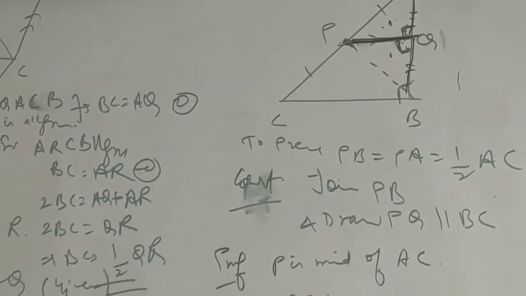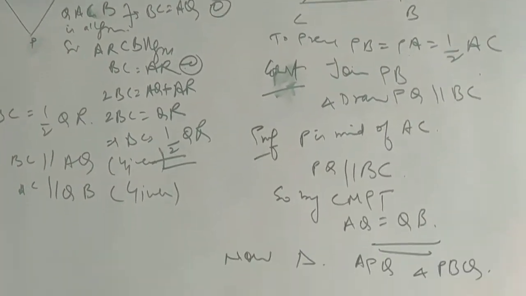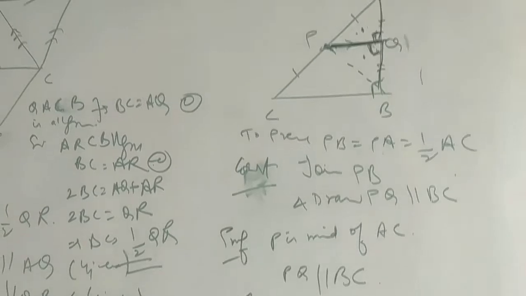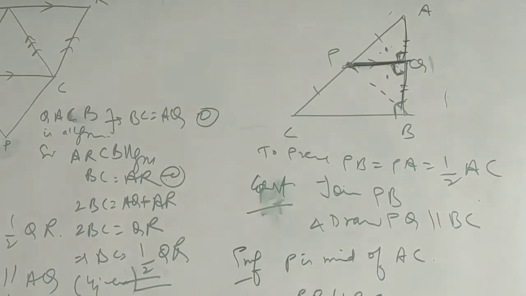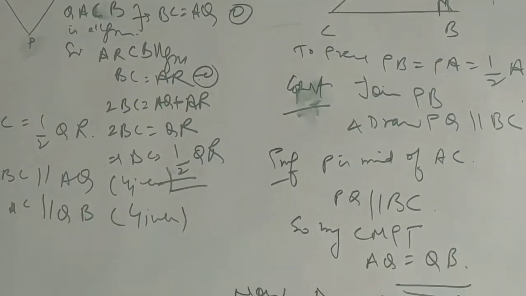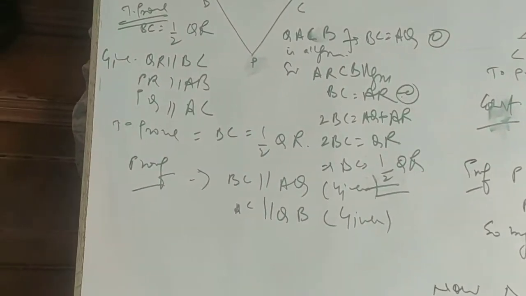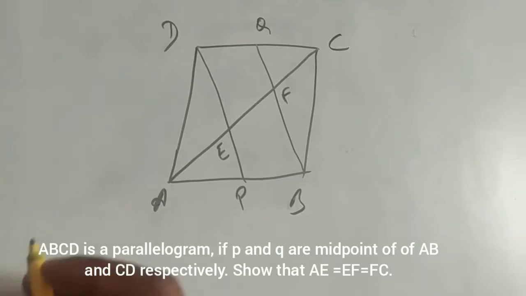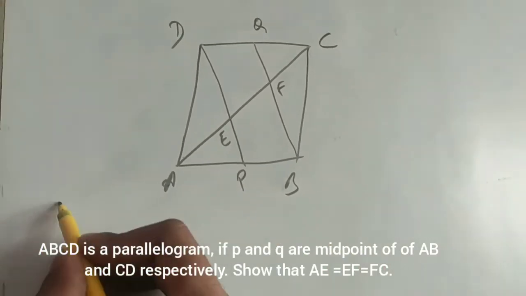Okay, so rest of the part you can do it yourself. Now by proof that these two triangles are congruent, we can get PA equal to PB, and PA is half of AC, so PB will also be half of AC. Okay, so now next we do the next example.